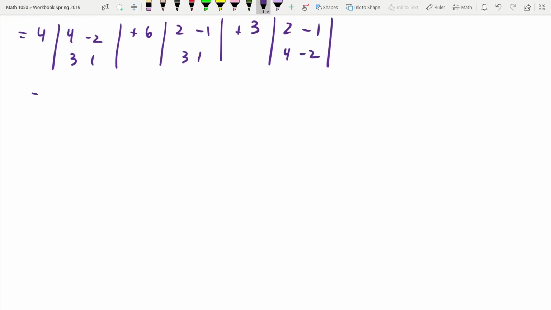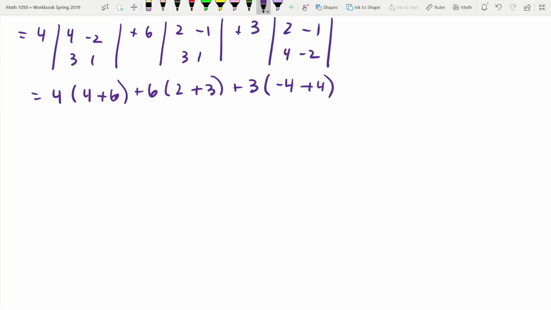Now I'm going to cross multiply, so 4 times 1 is 4, minus 2 times negative 3, or negative 2 times 3 is a negative 6, minus a negative 6 is a plus 6. Then you go plus 6 parenthesis, 2 times 1 is 2, minus 3 times negative 1 is a negative 3, minus a negative 3 is a plus 3, plus 3 parenthesis, 2 times negative 2 is a negative 4, minus 4 times negative 1 is a negative 4, minus a negative 4 is a plus 4. Okay, then you put that in your calculator exactly the way you see it.